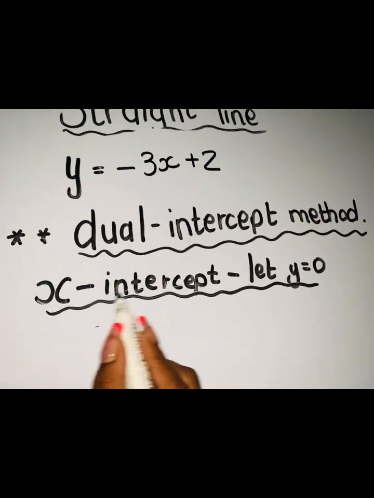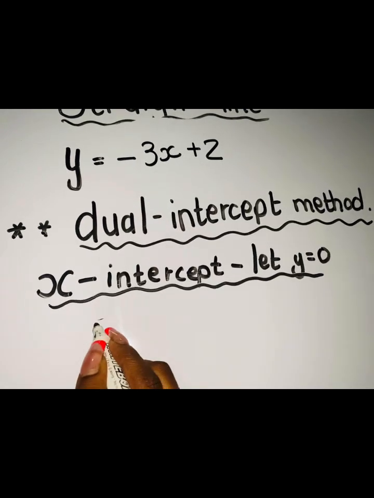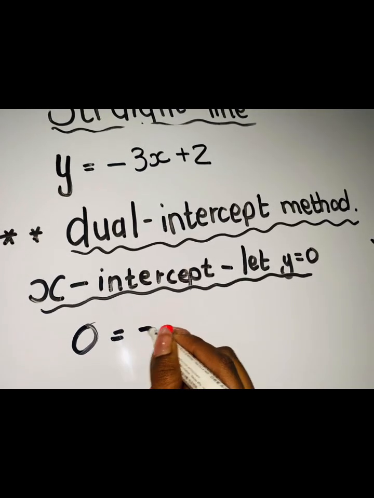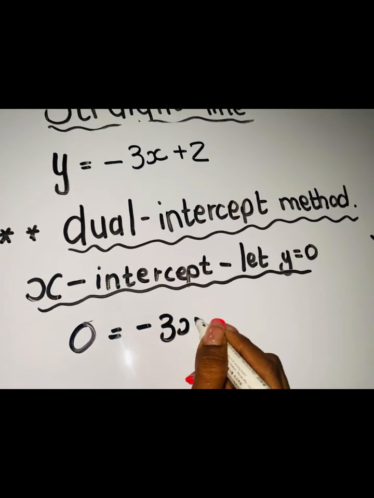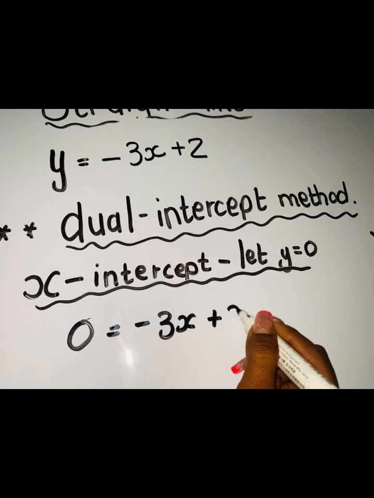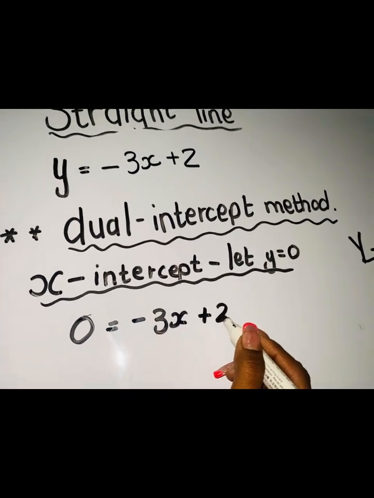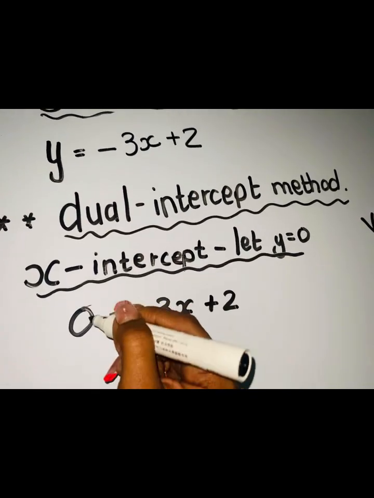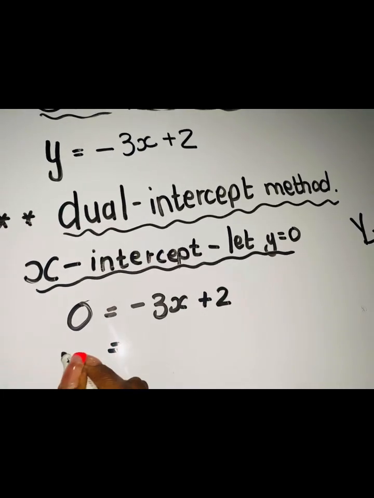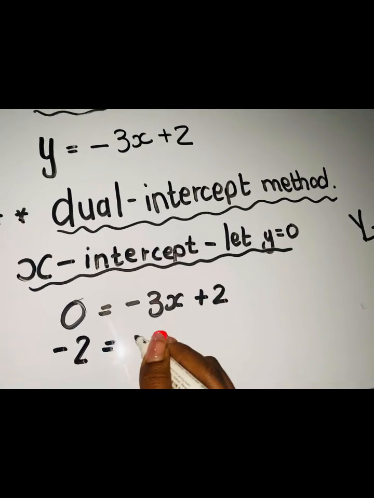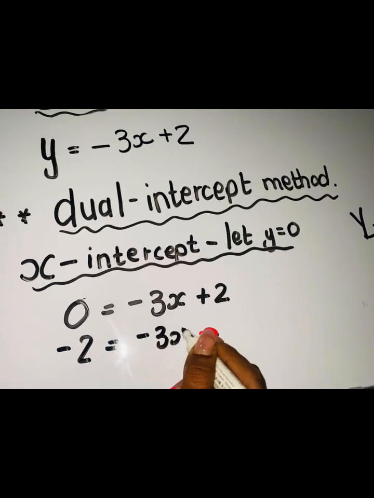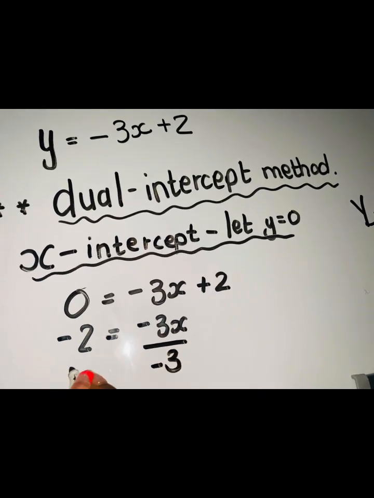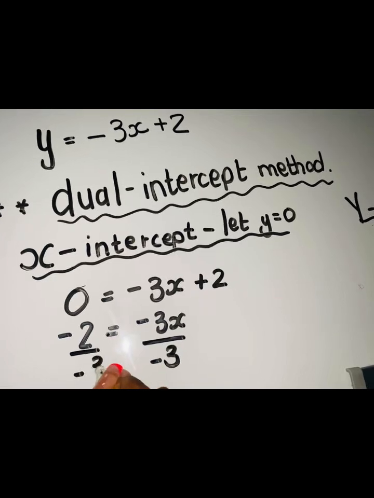Now let's start. For our x-intercept, we let y equal 0. So in the place of y, we're going to put 0, and we're going to try and solve for x because we want the x-intercept. We cannot solve x and y at the same time. So let's transpose the +2 to the other side, which is going to become -2. Then we have -3x this side, but because we want x, we're going to divide both sides by -3.